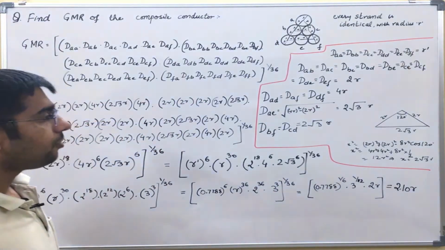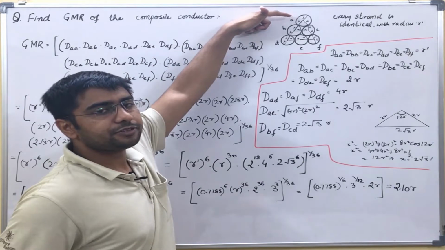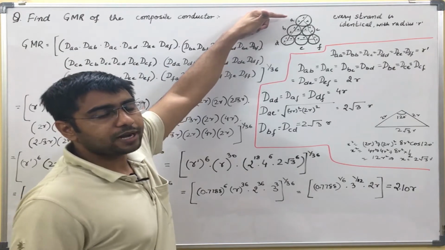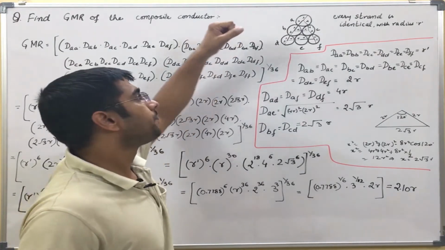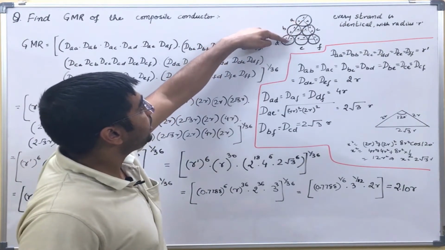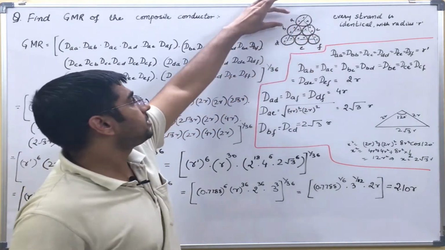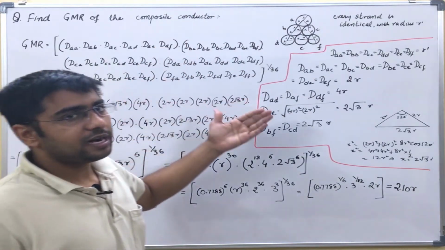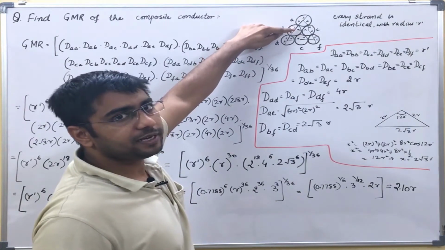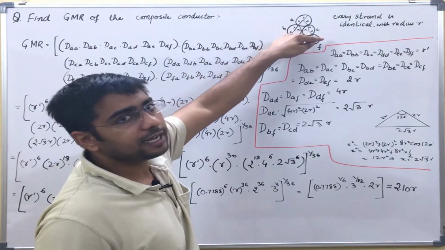So the formula is, let us say we start from strand A. DAA will be the self GMD of strand A, simply r dash or r prime, which is equal to 0.7788 r. Next will be DAB, DAC, DAD, DAE, DAF. So 6 terms will be there for this conductor. Now we move to strand B. We start again: DBA, DBB, which is its own self GMD, DBC, DBD, DBE, DBF.